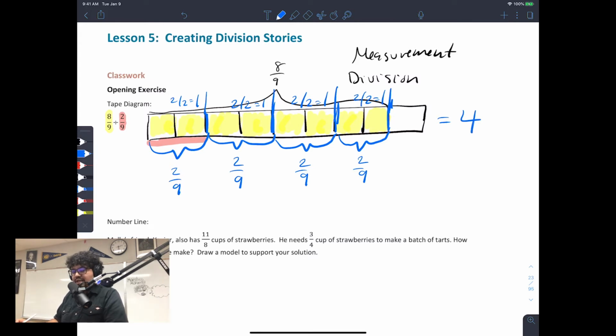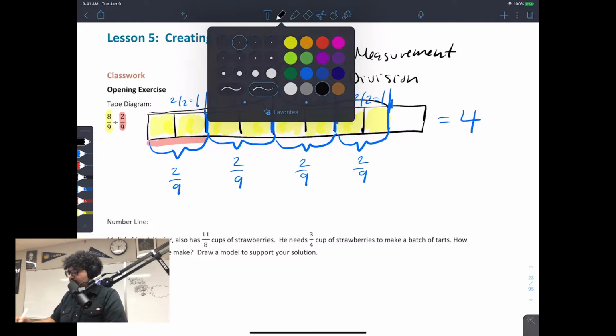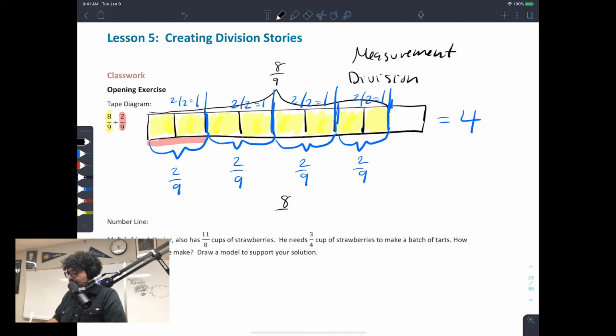Another thing to keep in mind is that when we are doing division and the fractions have common denominators, 8 ninths divided by 2 ninths, my denominators match. They're the same denominator, so they just cancel each other out. And then my answer comes from my numerators. So my answer is 8 divided by 2. I simplify that, and my answer then is 4.